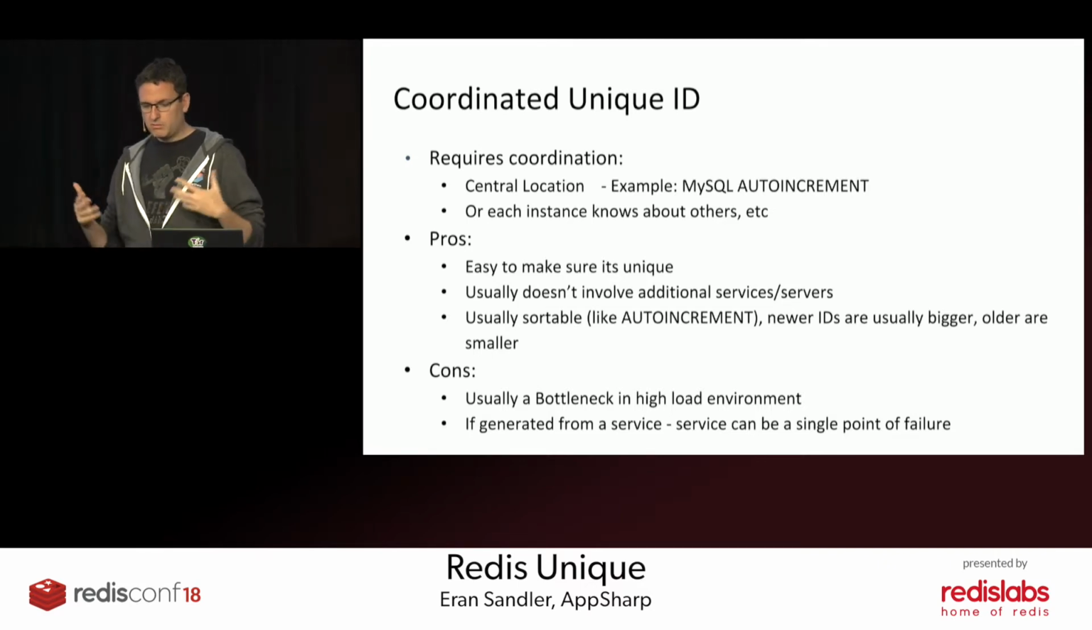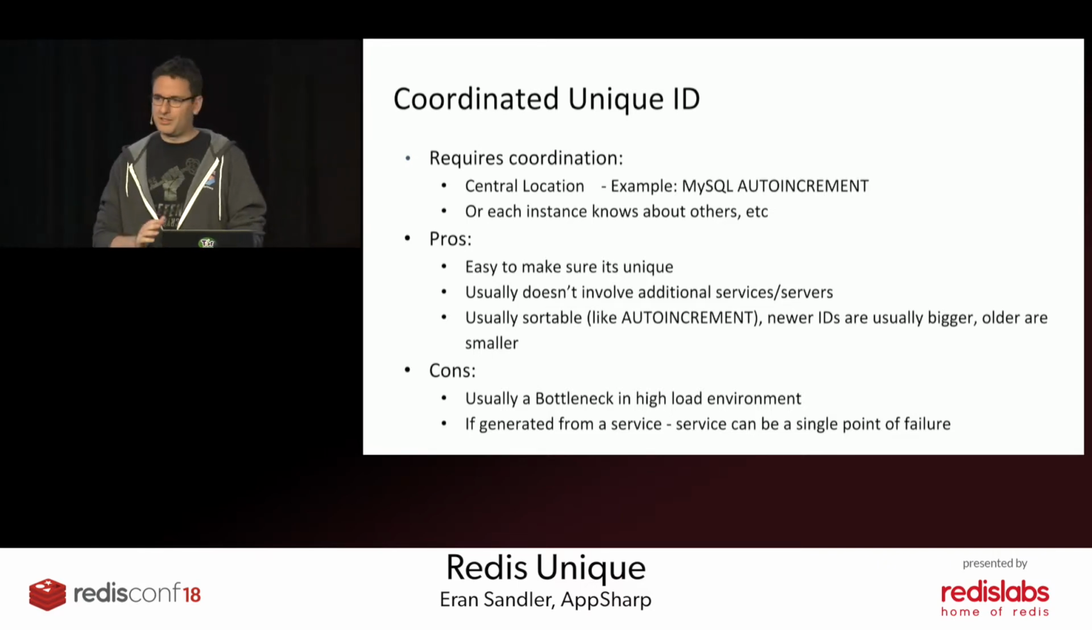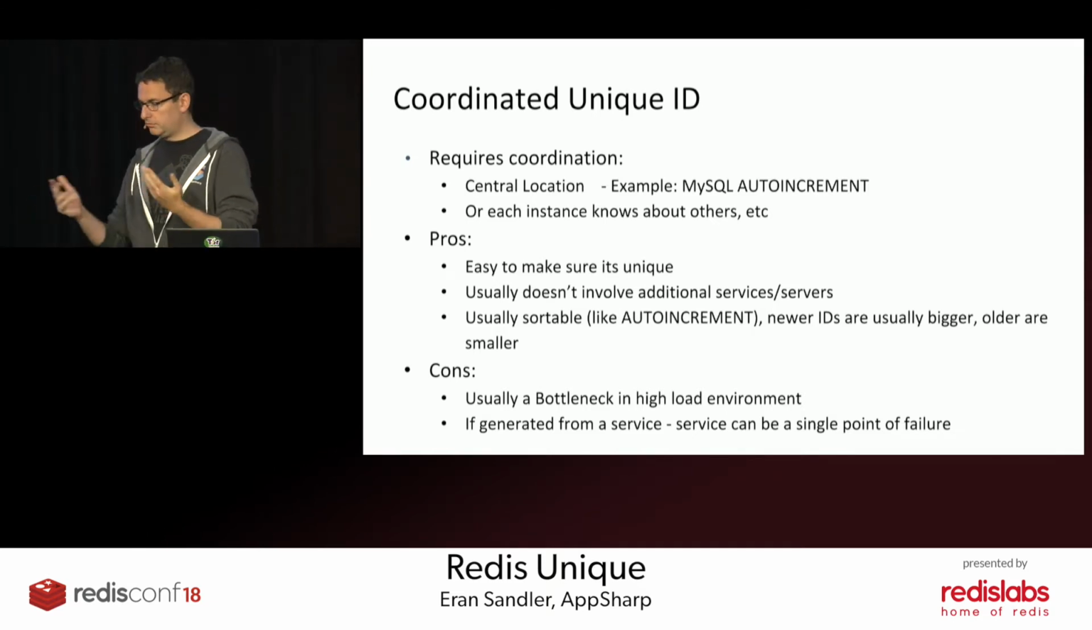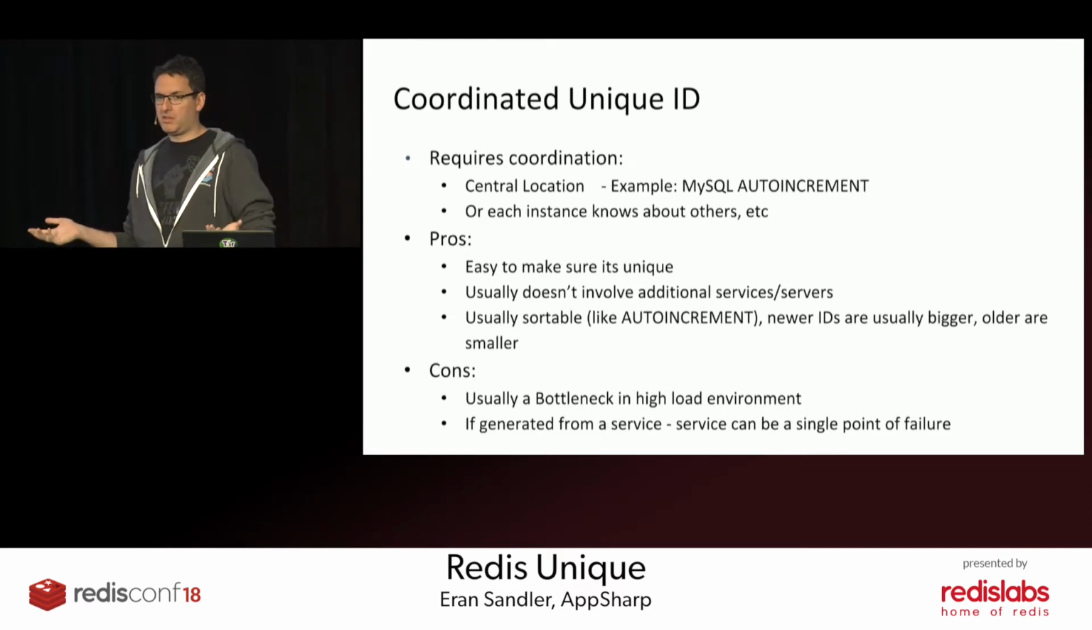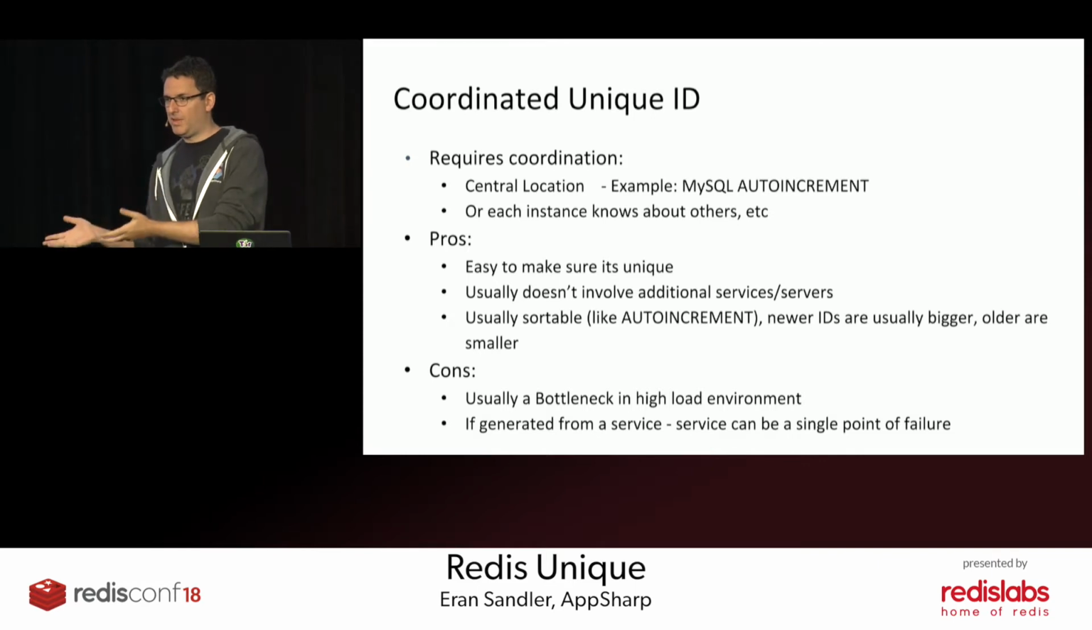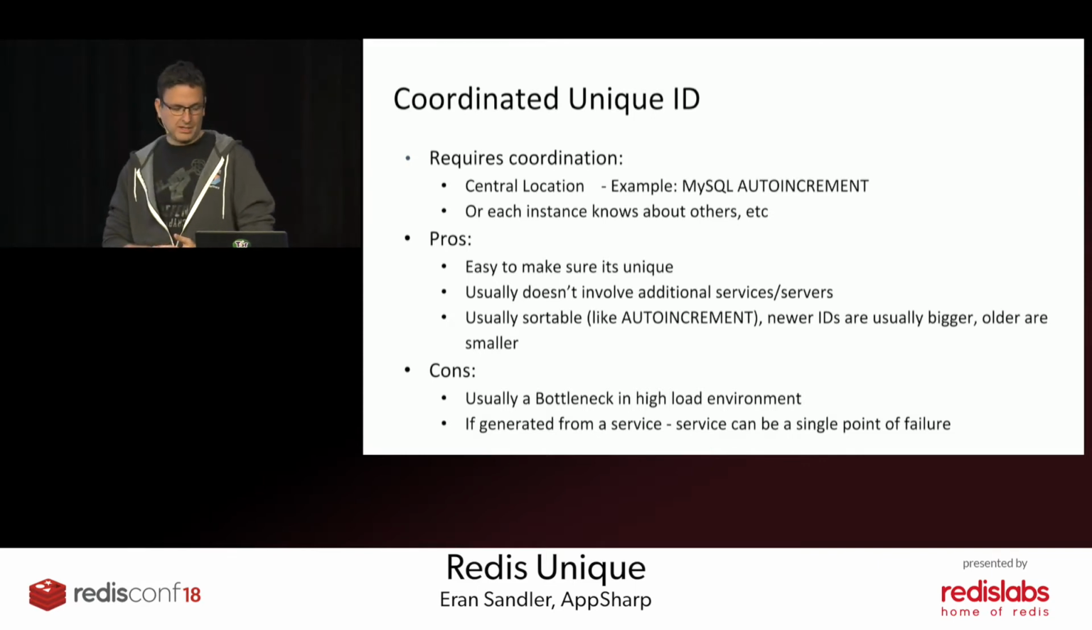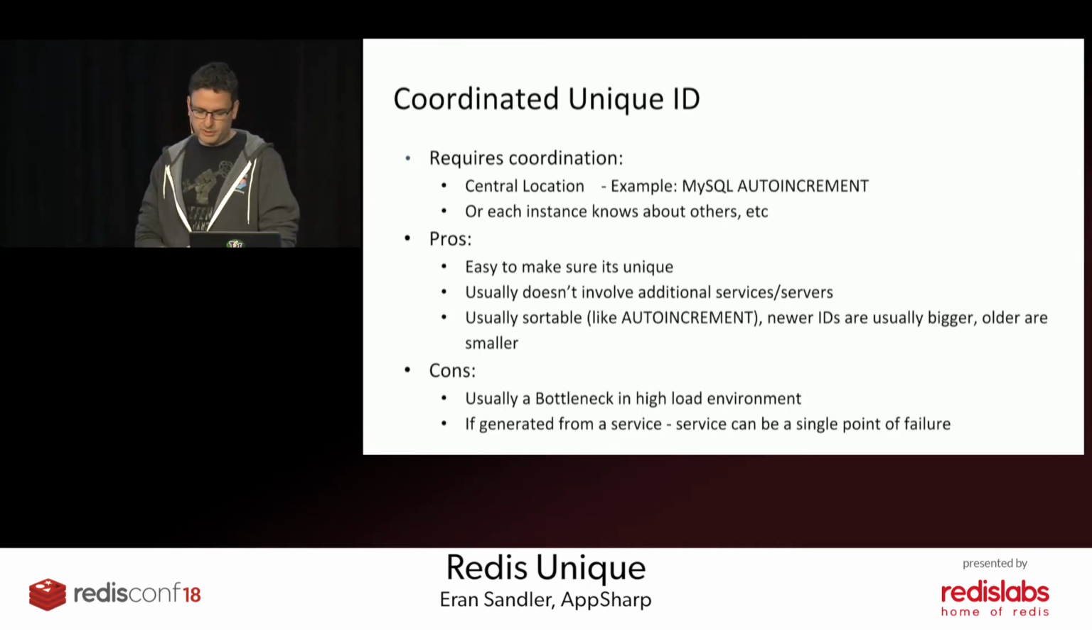The main pros of it: it's very easy to make. You just use whatever you have. You can do your own counters to do that. It doesn't involve any services or anything. You usually just have it there in your database or anything else, and it's usually sortable. Every number grows by 1, so you know that newer items have higher values, older items have smaller values.